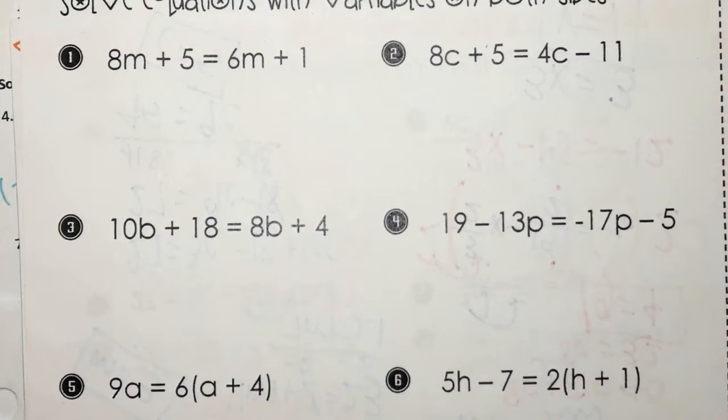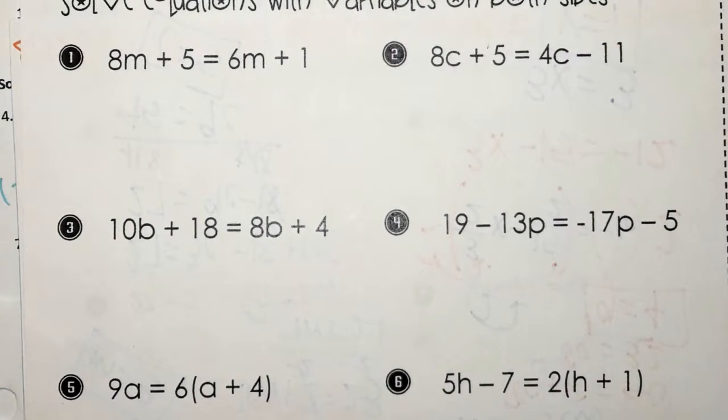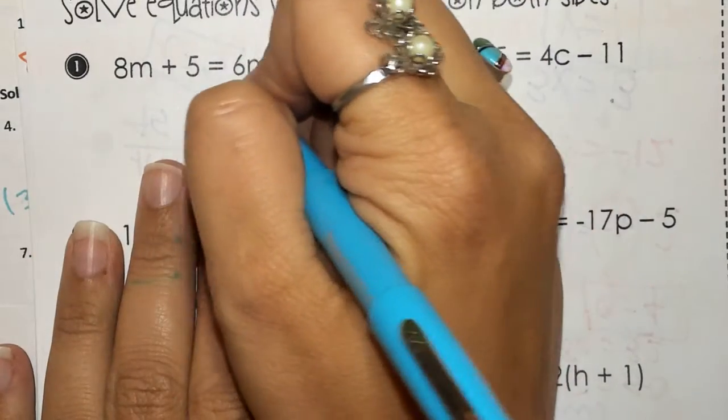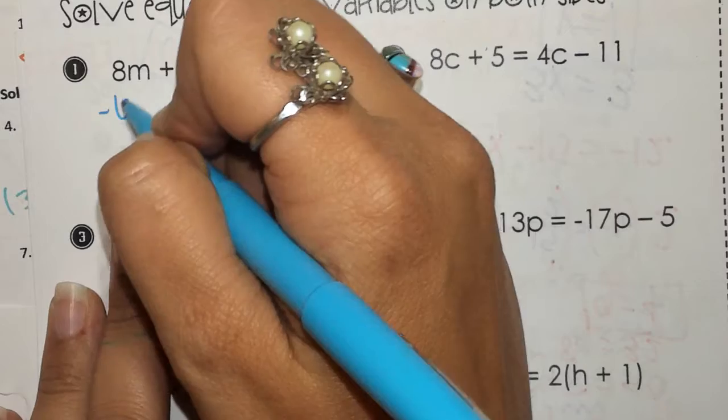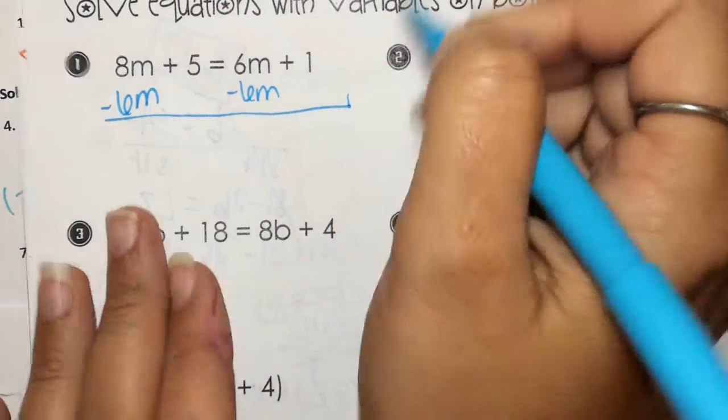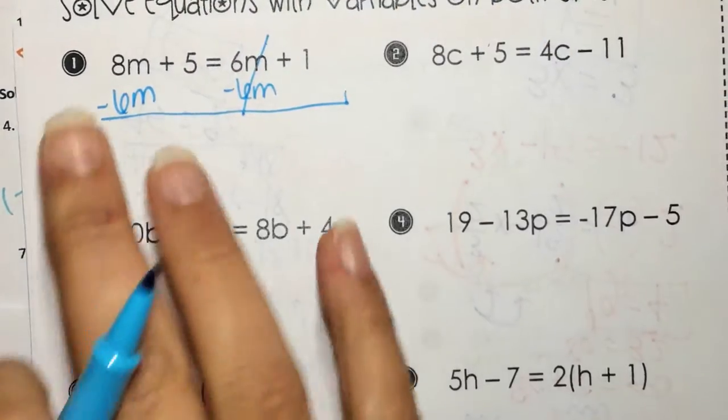Now, why does it matter which one I subtract? No, it doesn't. But it's easier to move everything to the left, correct? The box is to the left, we got it.